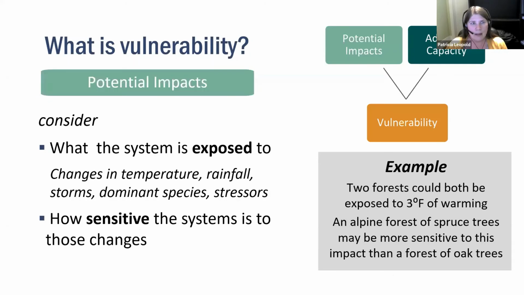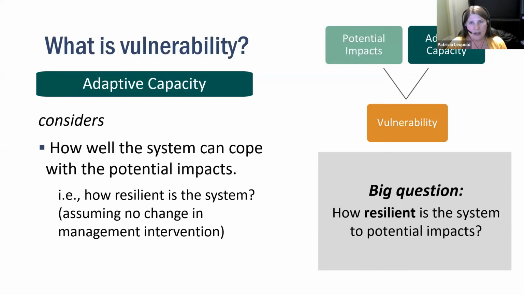So we were on vulnerability and what is the definition of vulnerability? So now we're moving on to adaptive capacity. So adaptive capacity refers to the resilience of an ecosystem to those climate change impacts, or in other words, what characteristics of this system would allow it to recover from an impact or a disturbance. So the big question here is, how resilient is the system to potential climate change impacts?